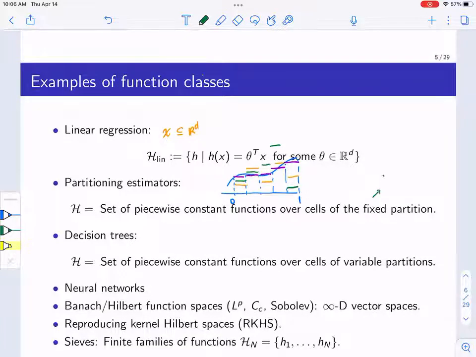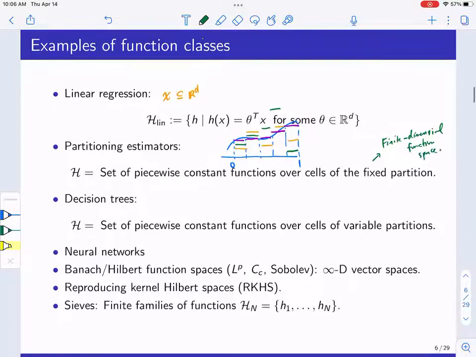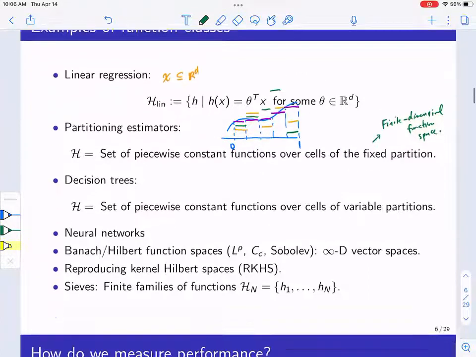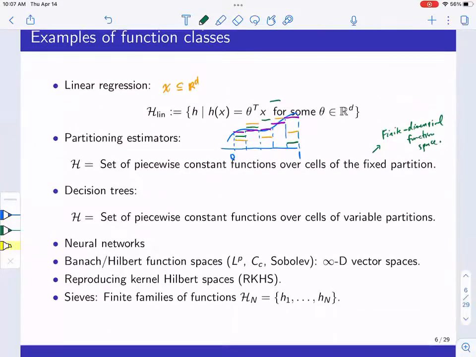So this would be a finite dimensional function space in general. Decision trees are another example. Do people know what decision trees are? What is a decision tree? Let's say in 2 dimensions, let's say X is 2-dimensional. What would the class of functions look like? Yeah, but it's a very particular way of choosing the cells of the partition.